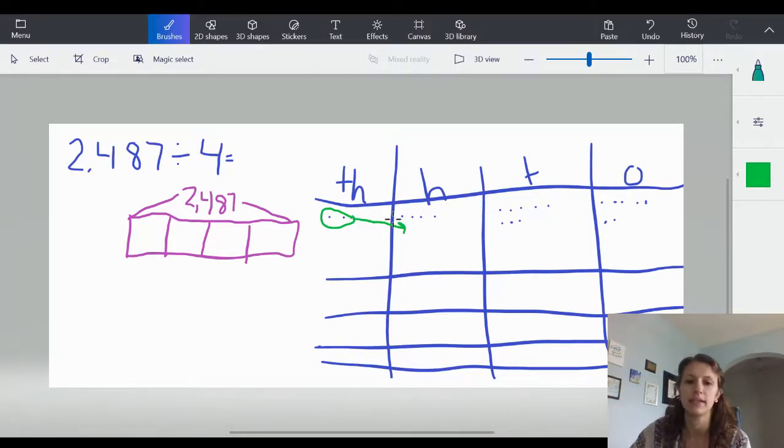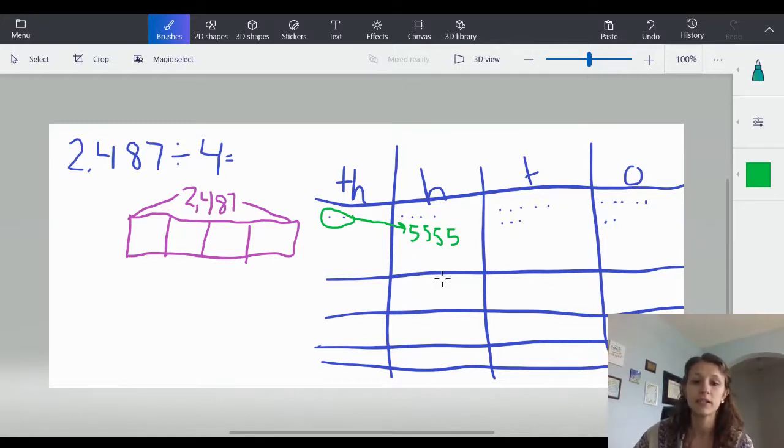I'm going to go ahead and represent it with fives just so that I don't have to draw out 20 discs. So there's 500, 1,000, 1,500, 2,000. Now remember, friends, we're not changing our overall value of 2,487. This right here is still 2,487 because I have my 2,000 and 487. So we're just changing our representation, but not our value.